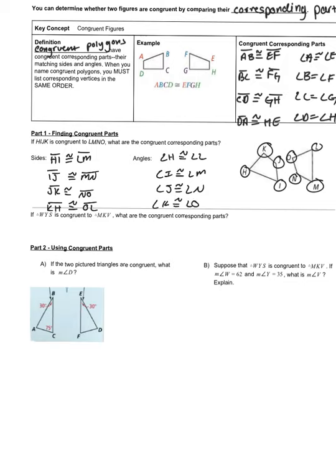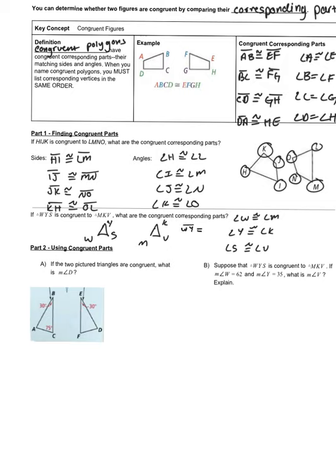And then here it says if triangle WYS is congruent to MKV, what are the congruent parts? Well, we have angle W is congruent to angle M. Angle Y is congruent to angle K. And angle S is congruent to angle V. All right, that is the angles. Now let's do the sides.